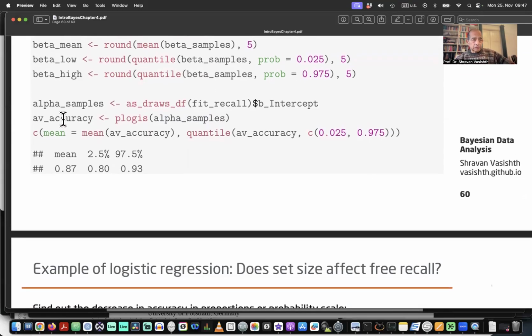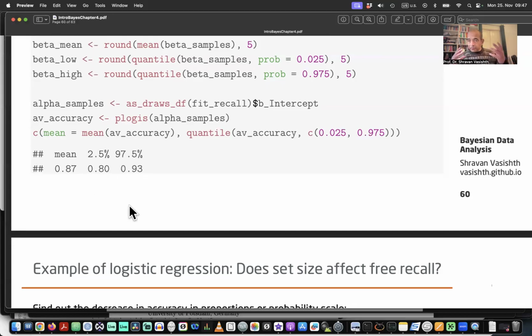Okay. And so now once I have this accuracy in probability space, this is the posterior sample now. So now I can do statistics on it, like calculate the mean accuracy. This is the mean accuracy when the set size is at its average value. And this is the 95% credible interval.